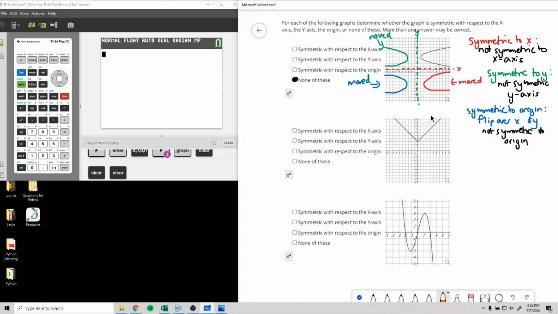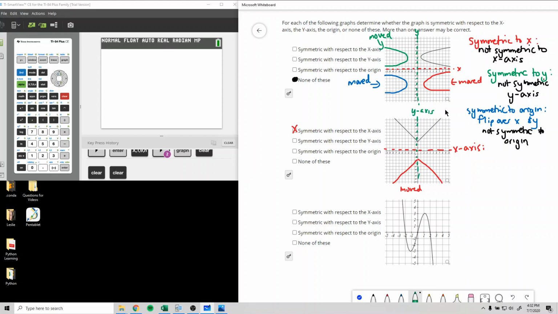The next one down here, are we symmetric to the x-axis? Well, if we flip this one over the x-axis, the v would come down here because this is the x-axis, so it comes down here. And it's once again not the same picture, so it's not symmetric to the x-axis. It moved. Is it symmetric to the y-axis?